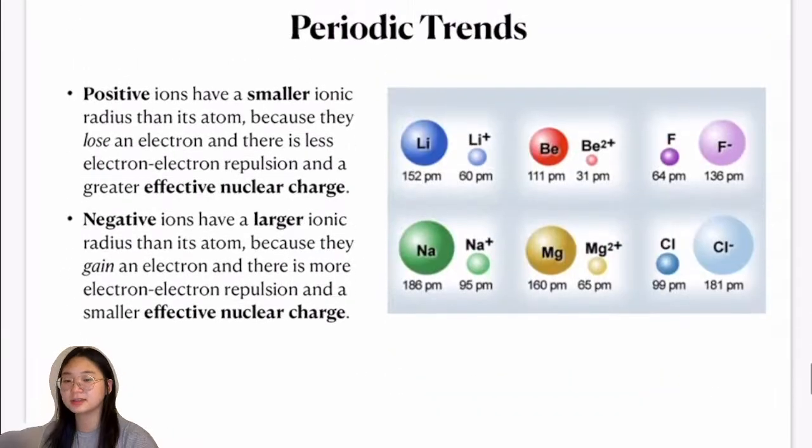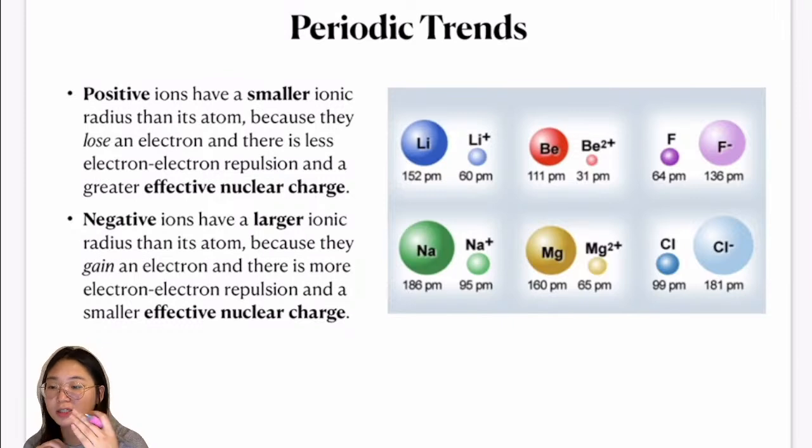Okay, and then the next is the comparison of the size between the atoms and the ions. When you're comparing the size of an atom to its cation, usually the cation has a much smaller size, while the anion has a much bigger size. It's because when you convert from an atom to its cation, the atom loses an electron, and then its energy shell decreases by one.